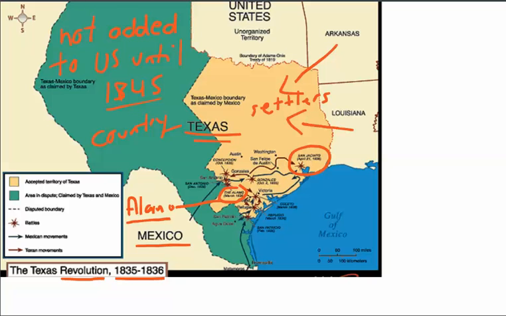So the story of Texas is unique in American history. And that story of Texas is impacted by the slavery issue, which is going on between North and South at the time.